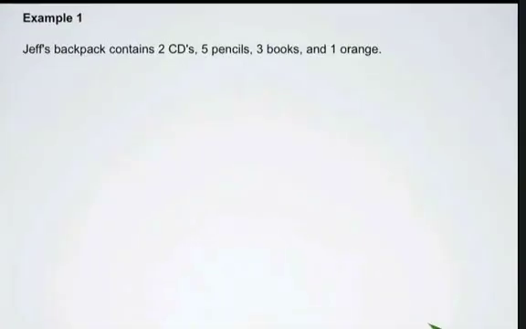In this example, we're going to take a look at creating some ratios. Let's suppose that in Jeff's backpack, it contains 2 CDs, 5 pencils, 3 books, and 1 orange. And if we are asked to create a ratio of the number of books to CDs, we need to take a look at all of the number of items that he has in his backpack and place the appropriate number of items in our ratio format.